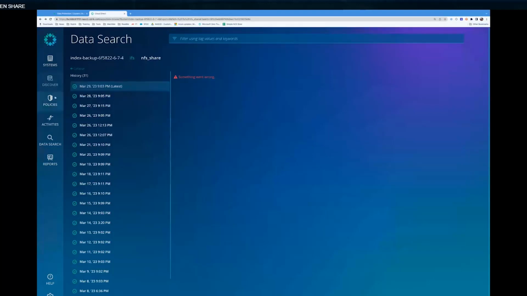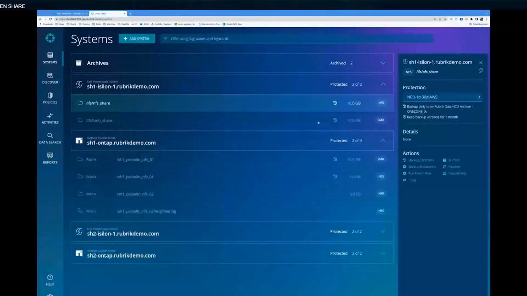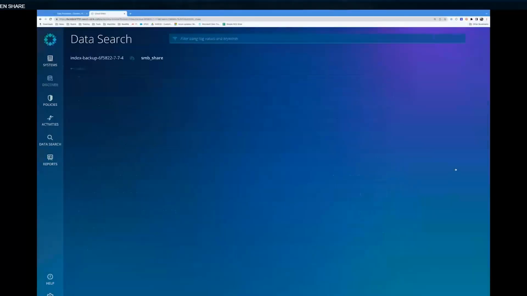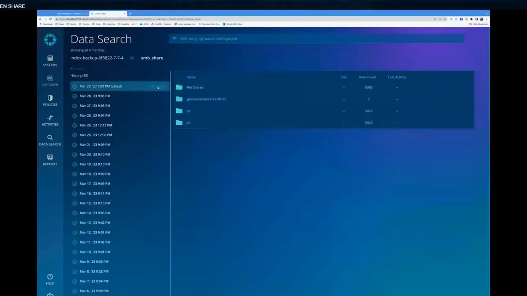So let me go back out here to Systems, and I'll select a different one, and I'll click Restore. There we go. At any rate, I can do a full restore from any point in time, and then I can do a restore of an individual item. I can drill down into the items.